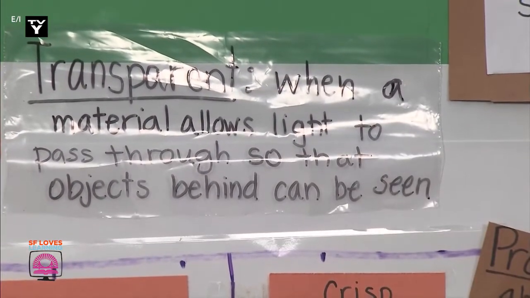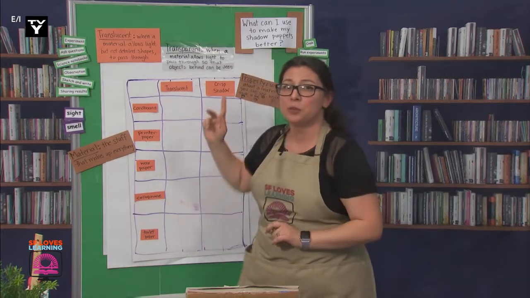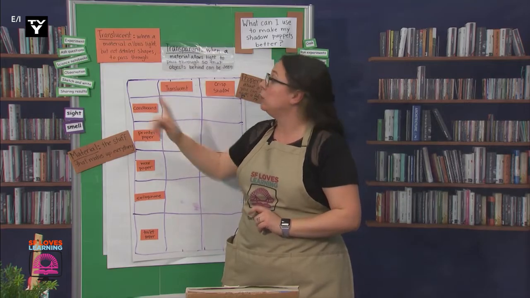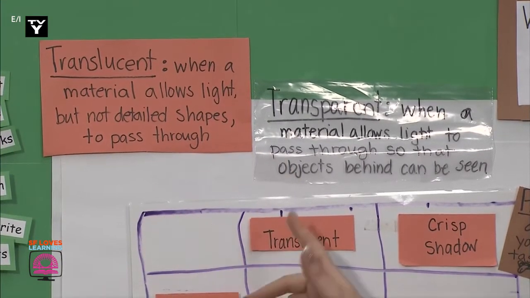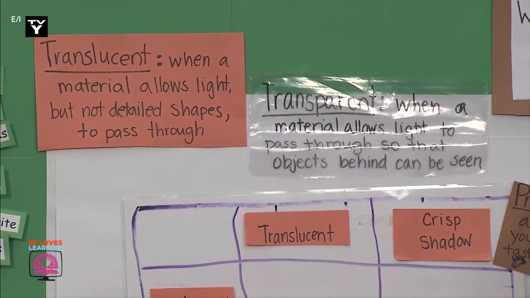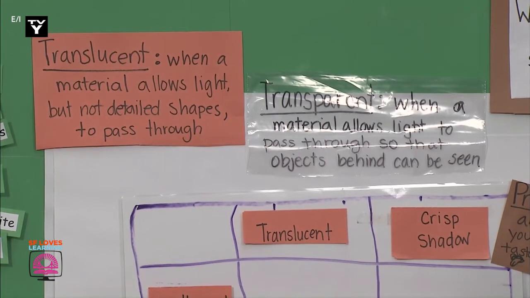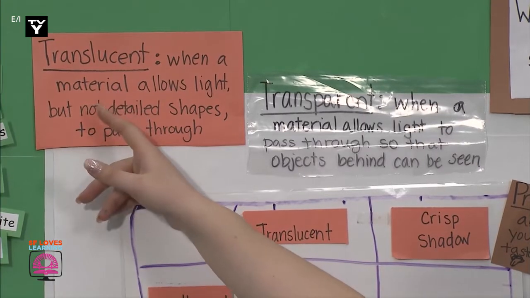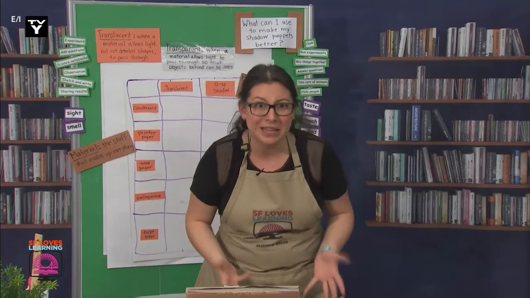Okay, so wonderful job reading those with me. Now, which of these two properties would be best for our shadow box? Do we only want light to pass through, like in a translucent material, or do we want to be able to see every single detail, like in a transparent material? That's right. A property we want our materials to have is to be translucent. We also want to make sure that our material gives a crisp shadow. Otherwise, it won't be seen.